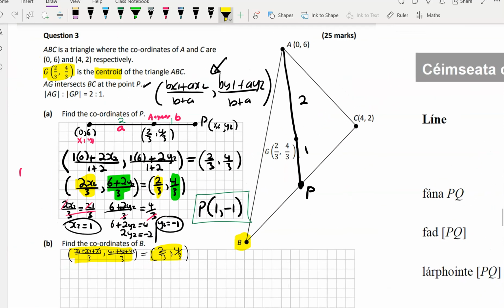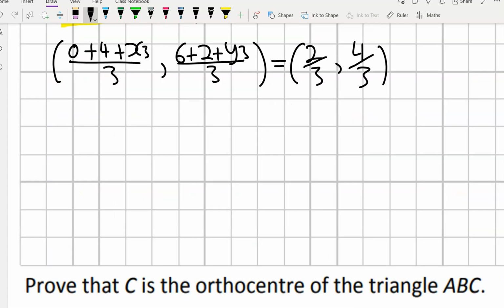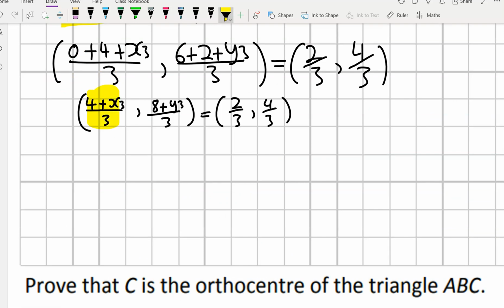So we need to label the vertices of our triangle x1, y1 and x2, y2, and we let the one we're looking for be x3 and y3. So let's fill those into our formula and see what we're left with. Once you fill in your coordinates, we can simplify our top line. Then we let our x coordinate equal our x coordinate and our y coordinate equal our y coordinate. They're all over 3, so you can ignore the 3's a little bit. So 4 plus x3 is 2.